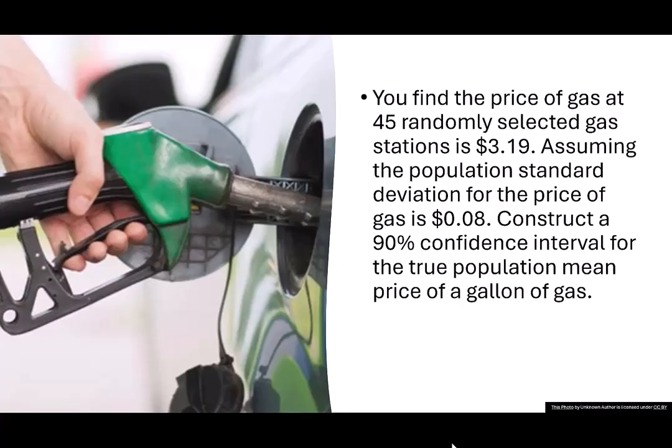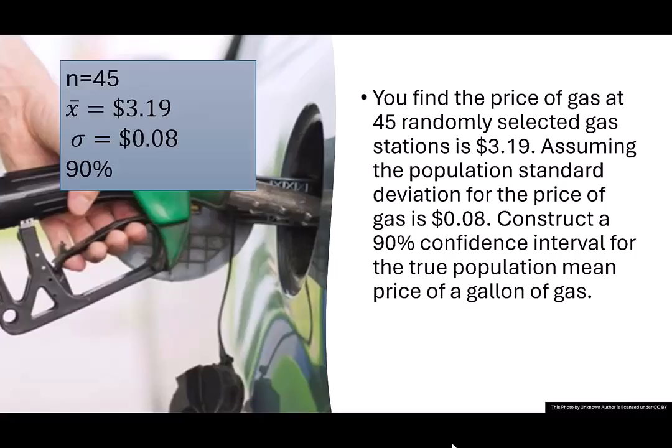Assuming the population standard deviation for the price of gas is 8 cents, construct a 90% confidence interval for the true population mean price of a gallon of gas. In this problem, our n is 45. Our sample mean was $3.19, but we were given the population standard deviation sigma that was equal to 0.08. Because we have sigma, we get to use a normal distribution. That'll show up as a z-test when we go to Minitab. This time, our confidence level is 90%.